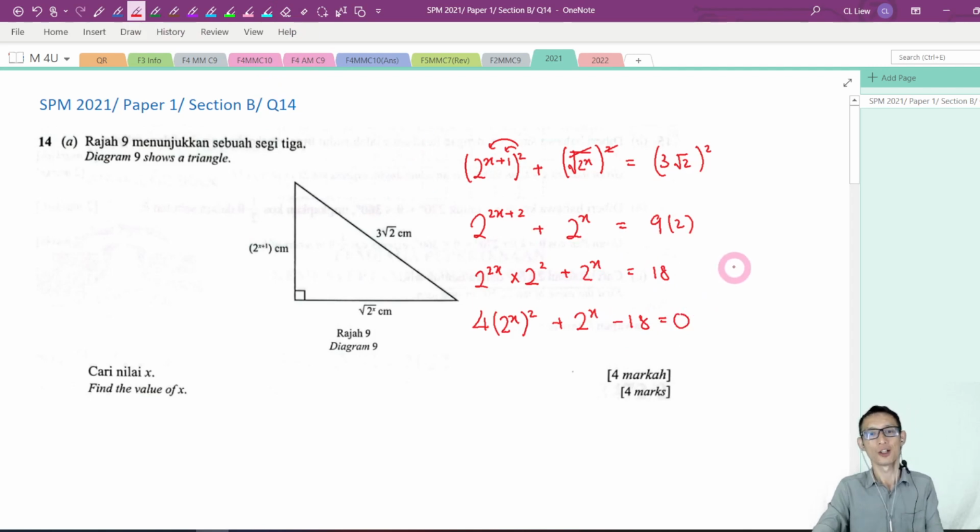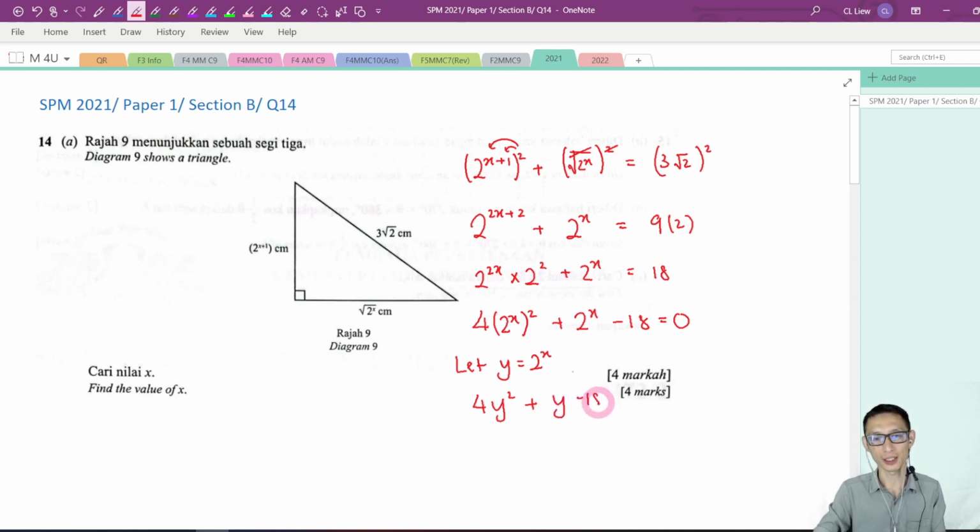Now, why do I want to bring the 2 out like this? Because you will actually see a quadratic equation over here. Let y equal to 2 power x. Now I'm going to replace all the 2 power x with y, so that you can see clearer why I say that you will see a quadratic equation over here. So this is 4y squared. So 4y squared plus y minus 18 is equal to 0. Now, can you see the quadratic equation?